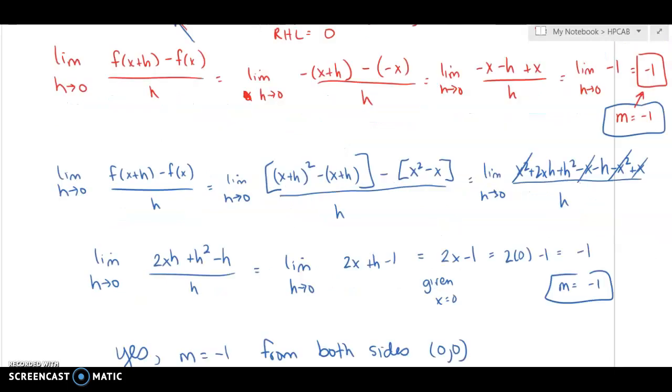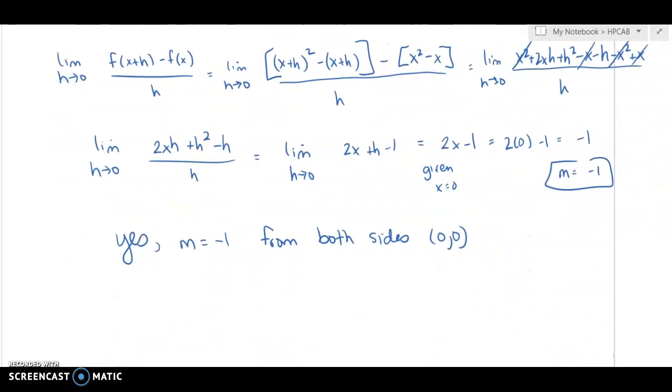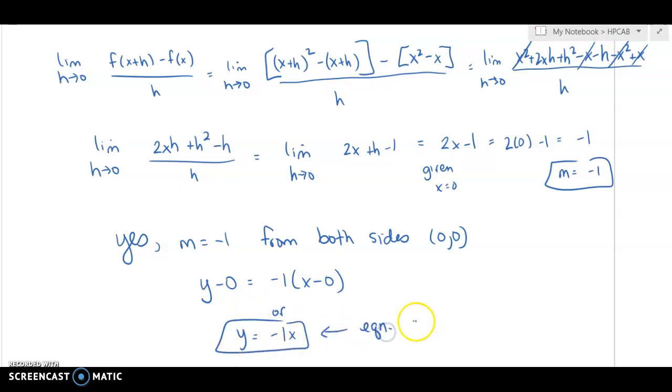We know the x value is 0. Plug it into both, you get 0, 0. So we have our slope, we have our point. You could write it in point slope form if you wanted to. It would be y minus 0 equals negative 1 times x minus 0. Or you could just say y equals negative 1x. That would be the equation of the tangent line. The problem doesn't even ask you for that, but if it did, that's what you would do, you would just continue it and put it into point slope form. So that's it for 2-4.